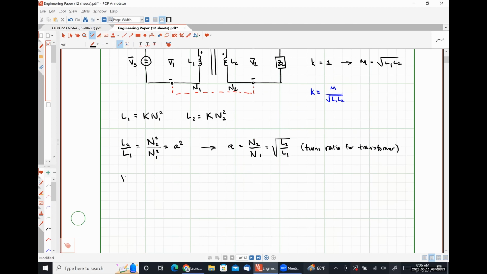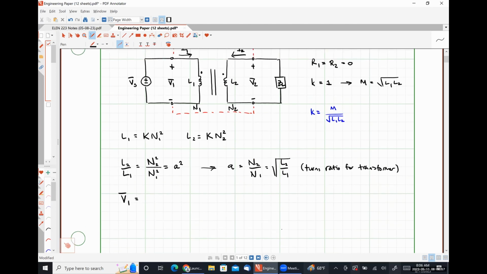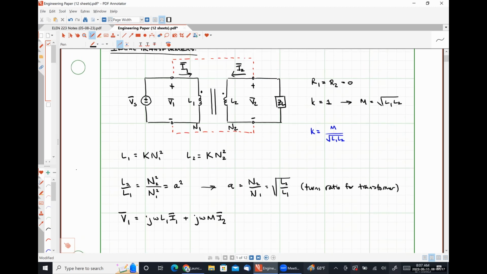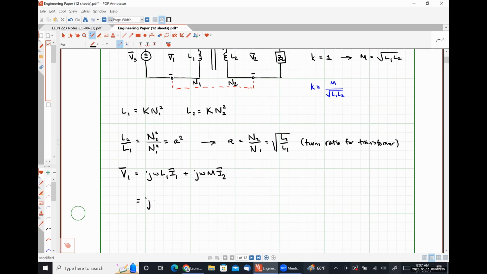So if I were to express my voltage V1 here, I would have j omega L1 times I1 plus j omega M times I2, based on the location of the dots and the direction of the currents that we have. Everybody okay with that? This could be written as j omega L1 I1 plus j omega square root of L1 times L2 times I2, simply substituting in the fact that for an ideal transformer, our mutual inductance is nothing more than the square root of L1 times L2.